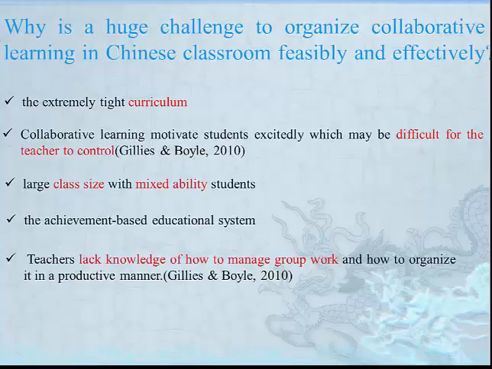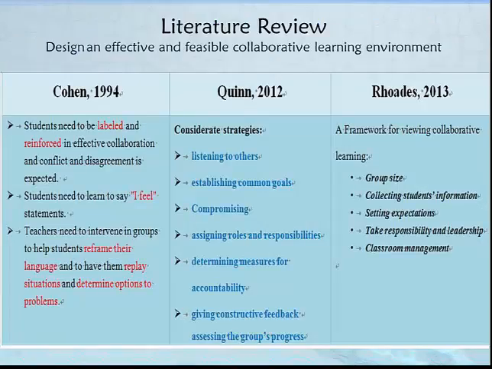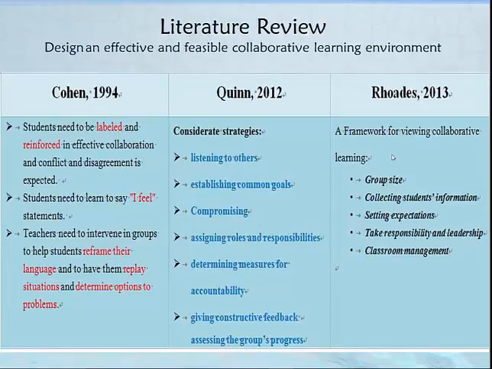Okay, let's share some extraordinary ideas on designing an effective and feasible collaborative learning environment. Cohen in 1994 suggested that students need to be labeled and reinforced in an effective collaboration, and conflict and disagreement are expected. Students need to learn to say "I feel" statements rather than blaming others. Teachers need to intervene in groups to help students reframe their language and to have them replay situations and determine options to the problems. And the teacher should take the role of facilitator to observe the whole process and help them adjust to the new learning environment.